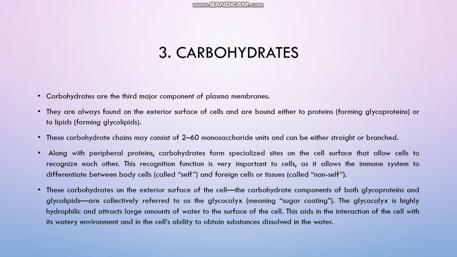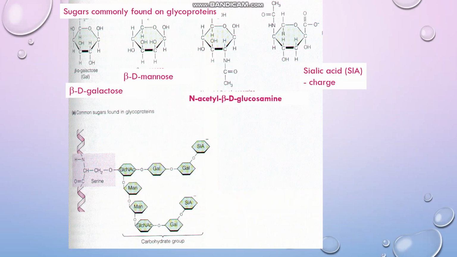The third component is carbohydrate. Carbohydrates are always found on the exterior surface of the cells. There can be 2 to 60 monosaccharide units which can be either branched or straight. The peripheral proteins can be joined with the carbohydrate. They can form glycoproteins, and if connected to lipid, they form glycolipids. Both glycoproteins and glycolipids form the glycocalyx, which is very important for cell recognition in the immune system. The common carbohydrates are beta-D-galactose, beta-D-mannose, N-acetyl beta-D-glucosamine, and sialic acid.